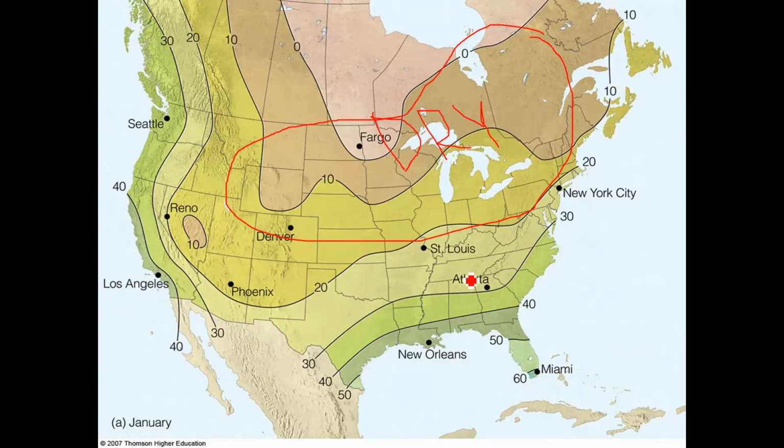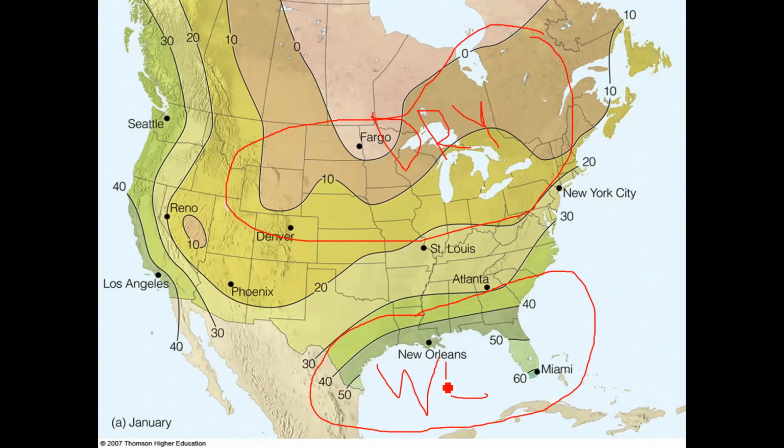Meanwhile, down here, where temperatures are a lot higher, dew point temperatures are a lot higher. Here you see dew point temperatures in the 40s, 50s, and 60s. Down here, the air is a lot wetter. Right? So the air is a lot wetter where dew point temperatures are higher. It's a lot drier where dew point temperatures are lower.